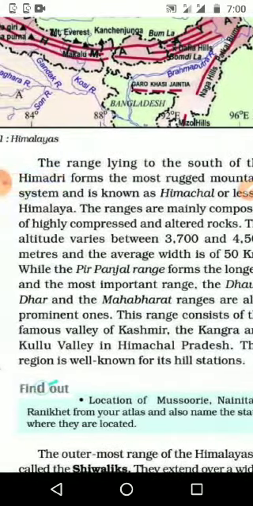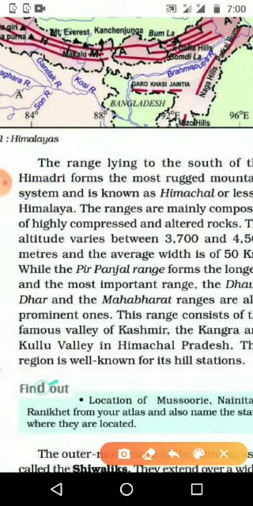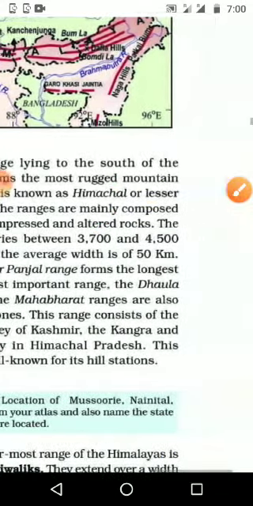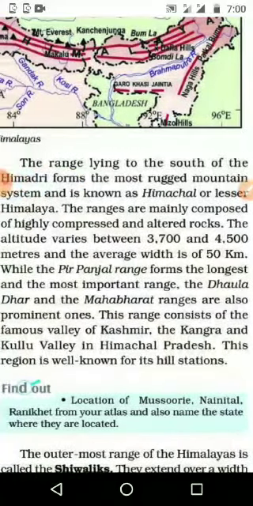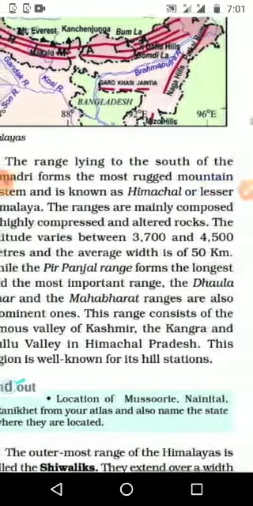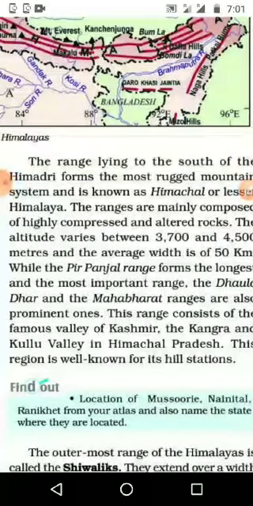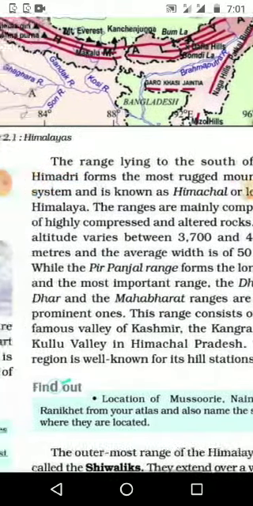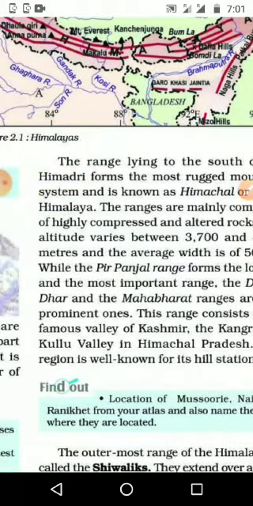The Lower Himalaya is also made of rocks, and the altitude varies from 3700 to 4500 meters. In the Greater Himalaya it is above 6000 meters, and here we can see the height is 3700 to 4500 meters, and the average width is very small, only 50 kilometers.